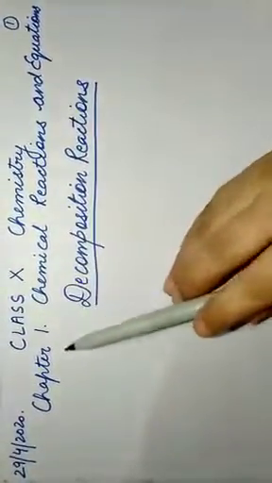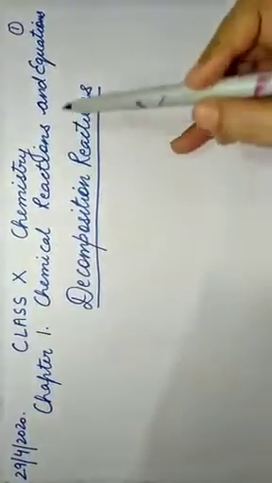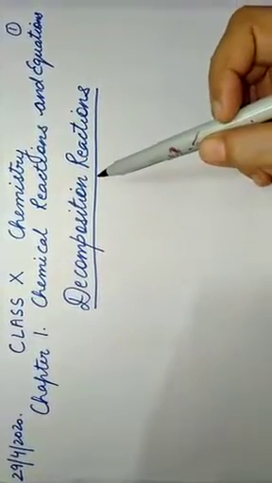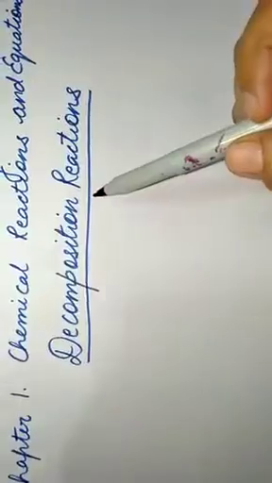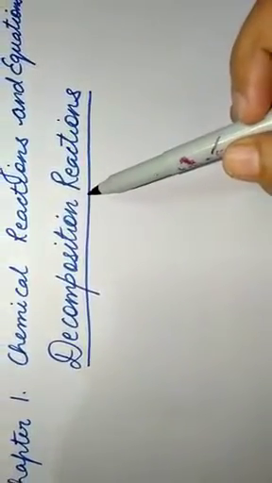This is the chemistry class for class 10th, chapter 1, chemical reactions and equations. Last time we have studied about combination reactions. We have started with types of reactions.